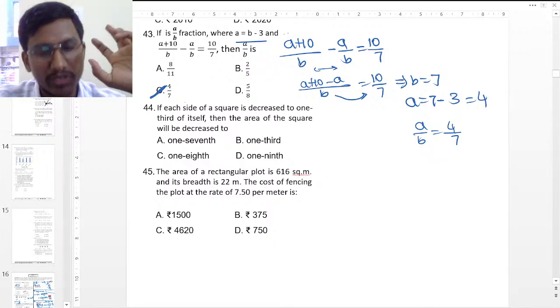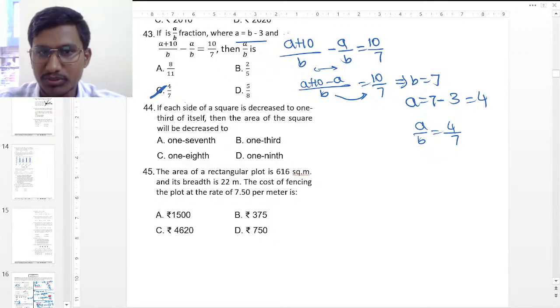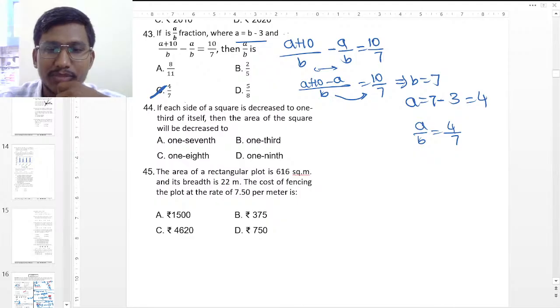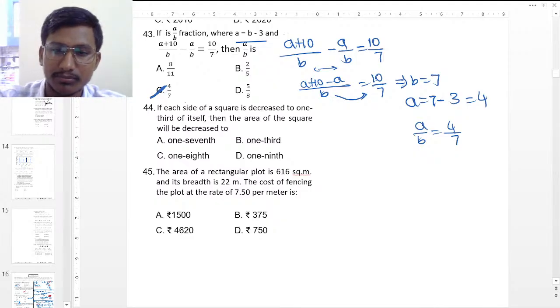Students, this is the 2024 question paper, the previous year question paper. So we are solving the previous year question paper 2024.